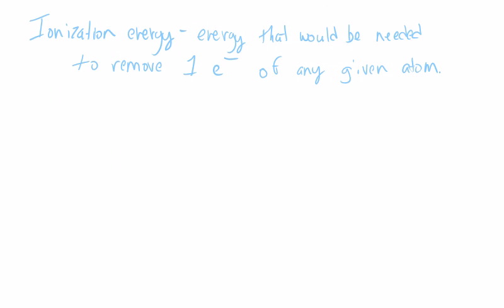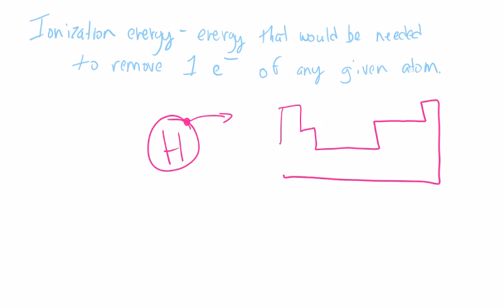All right, so our fourth and final trend is ionization energy. As you can see here, ionization energy is the energy that would be needed to remove 1 electron from any given element. So let's say we have hydrogen here, which has 1 electron. How much energy would it take for us to come up and just take that electron away? That's what ionization energy is, the energy needed to remove an electron. So let's go ahead and draw the trend on the periodic table, just like we've been doing. It is actually the exact same trend as electronegativity.